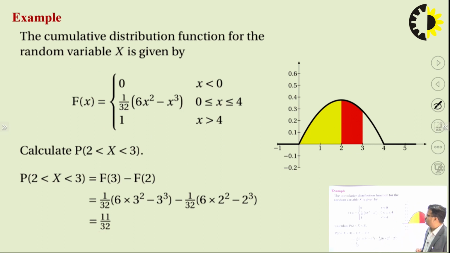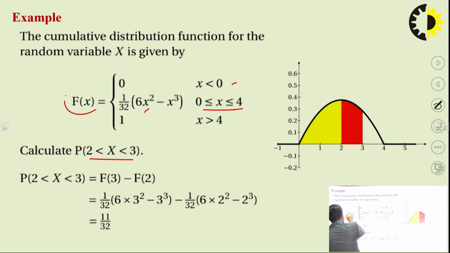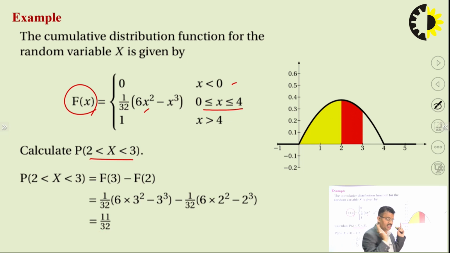Now, another question, where the CDF is given to you. From 0 to 4 it is this, whenever x is greater than 4 it is 1, otherwise it is 0. Calculate the probability from 2 to 3. This is the CDF: capital F means CDF, small f means PDF. Always keep this in mind, do not be confused here.